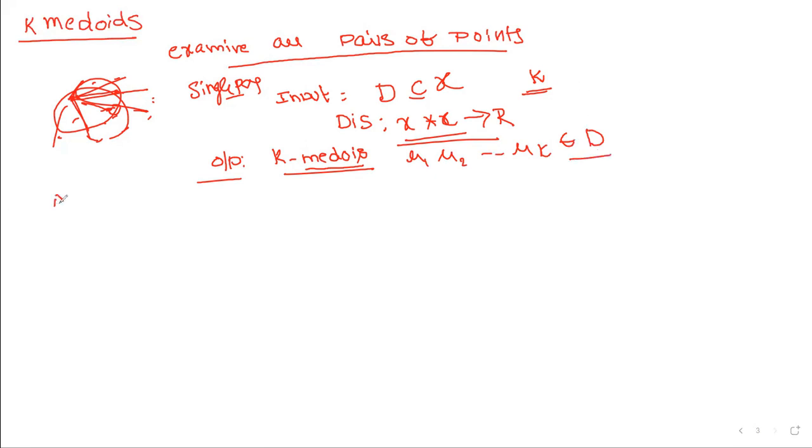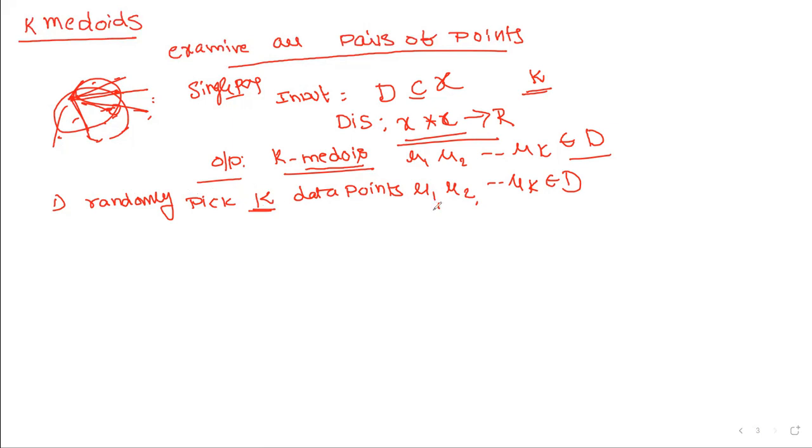So what is the first step? The first step is the same thing. Randomly pick k data points, that is mu1, mu2, and so on up to mu k, that belong to D. That is, among the entire data set, you pick k data points. These are assumed as medoids.